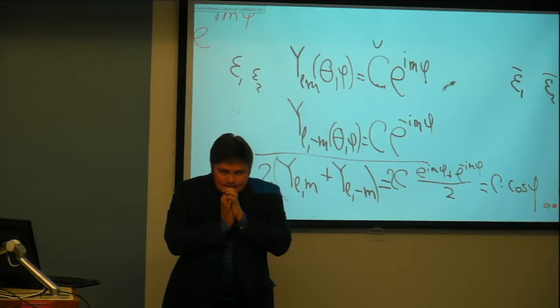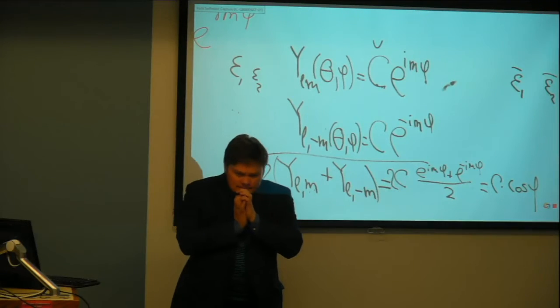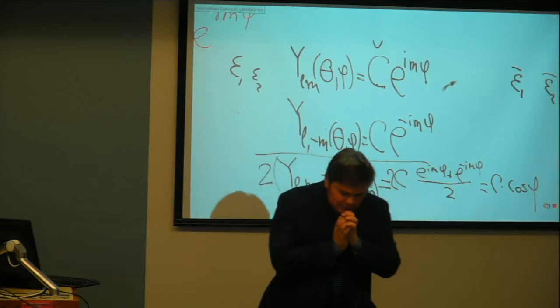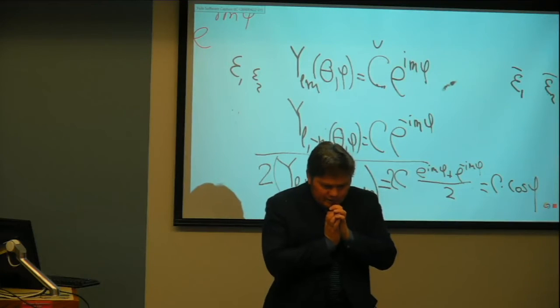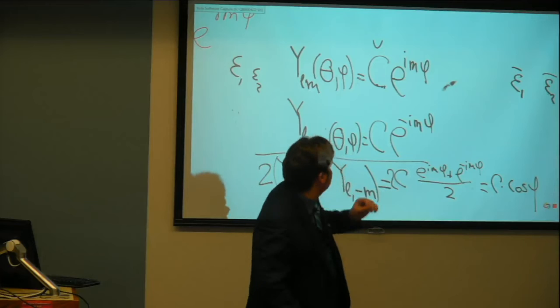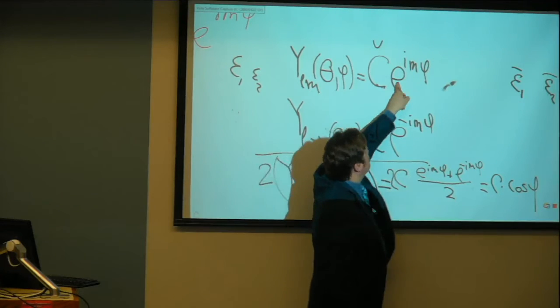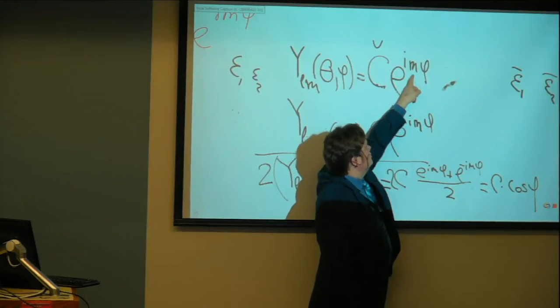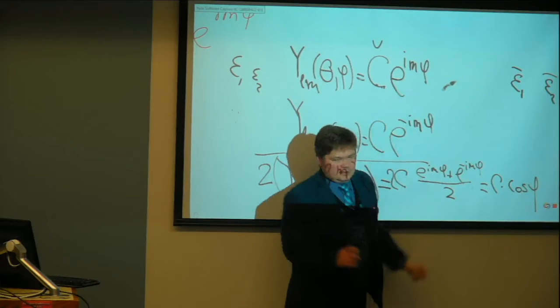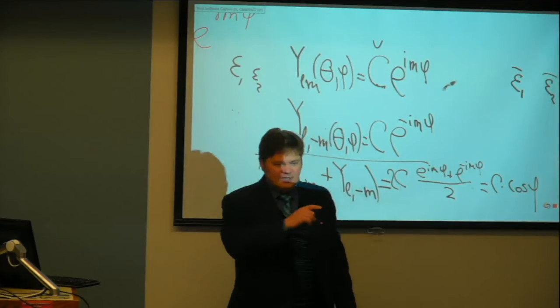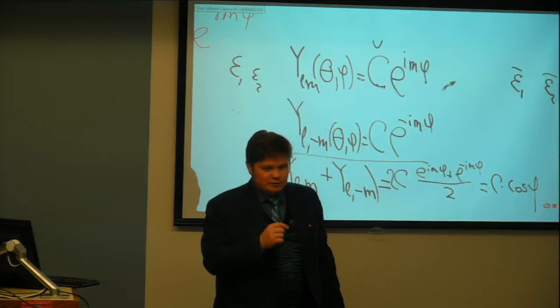The angular part of the hydrogen wave function contains an imaginary exponential, which means it accumulates phase as we go along the azimuthal angle.